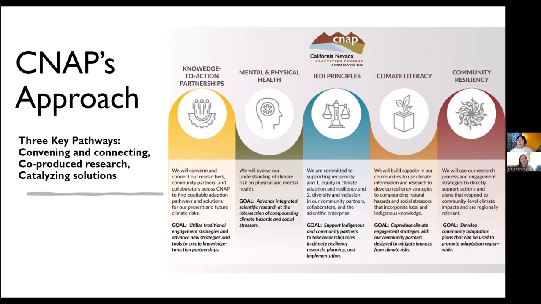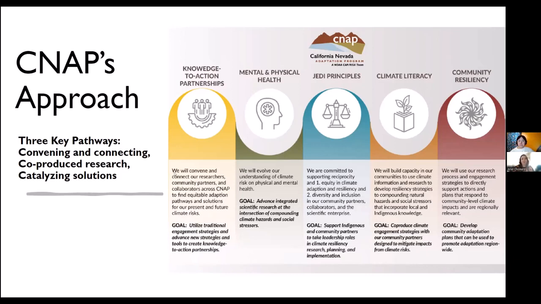So for convening and connecting, we're bringing together researchers, practitioners, community partners, and community members to determine good practices and how to scale across our region and across the CAP-RISA network. We aim to co-produce research, conducting research that will inform planning and decision-making to increase capacity across our region, and catalyzing solutions that will lead to adaptation pathways that work on the ground now and for the future.